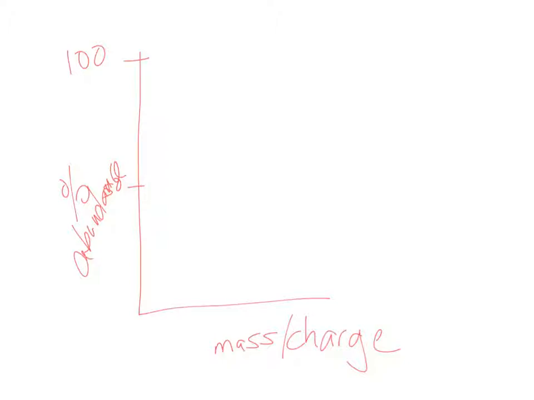All right, so we know that our largest mass is going to be 208 down here, and then our smallest mass is going to be 204. And then we also have a 207 and a 206.